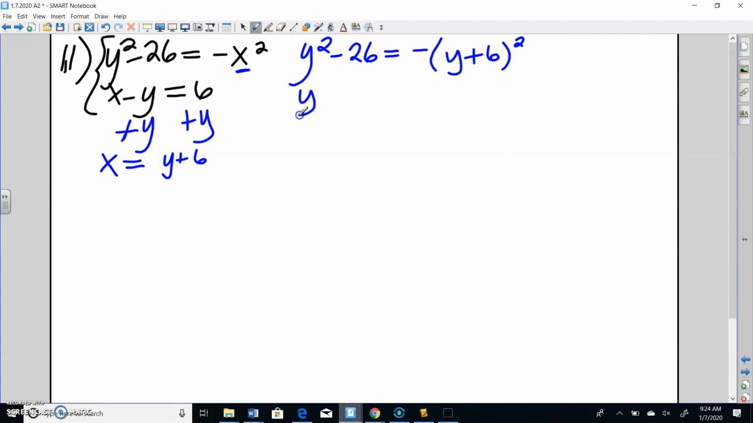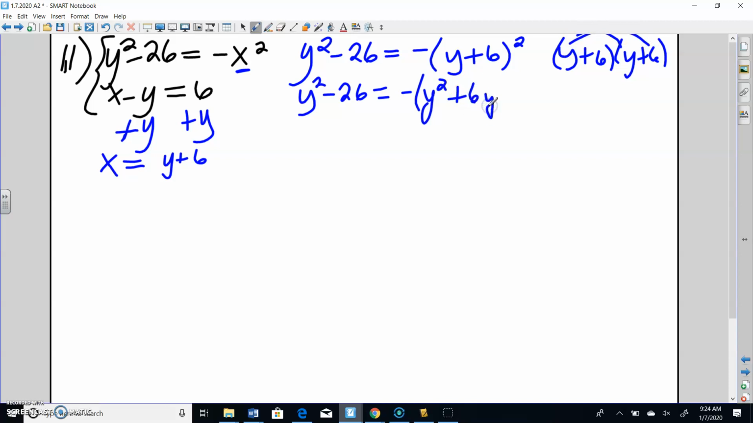I'm going to leave the left side alone. Don't need to mess with that. I'm going to leave that negative alone for the time being. And I'm going to just write y plus 6 over here. y plus 6. That's what I'm going to be multiplying and putting down there. So y times y is y squared. y times 6 is 6y. 6 times y is another 6y. 6 times 6 is 36.